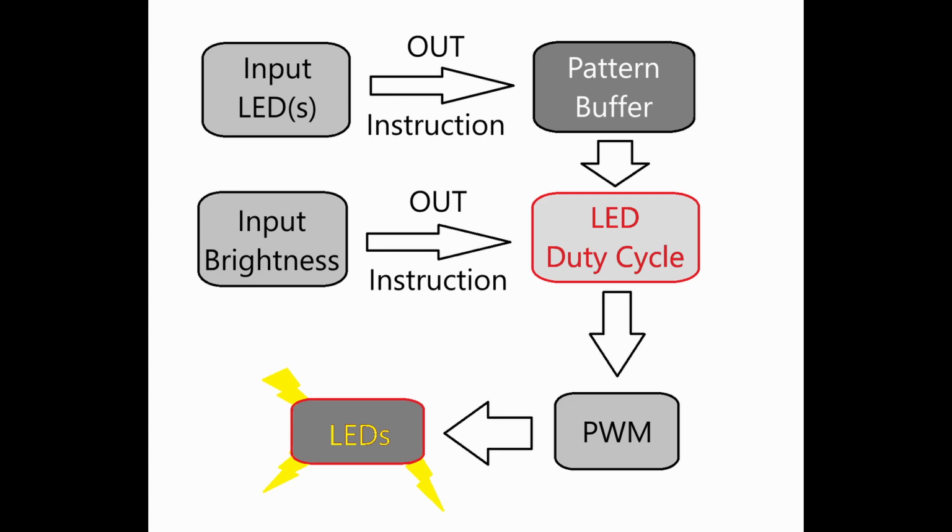The programmer has no need to think about the nonlinear behavior of human brightness perception, as the peripheral uses a gamma correction algorithm before sending the LEDs' duty cycles through the PWM module.